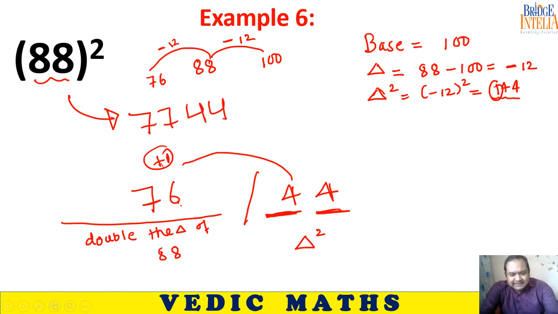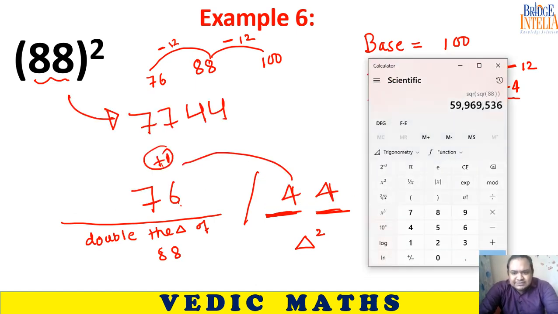Let us verify using calculator. 88 whole square. So 7744, yes.